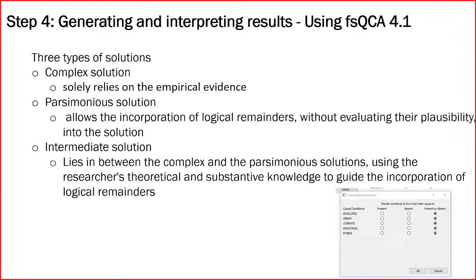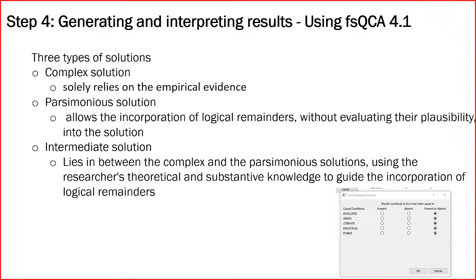Logical remainders are those rows which had no membership of cases. They had 0 membership, but they are included back in the parsimonious solution, just to bring a little bit of diversity to the solution that goes beyond the empirical evidence at hand. So we've got complex, we've got parsimonious. You'll get that straight away when Ahmed runs it. The intermediate solution is a compromise between complex and parsimonious, somewhere in between, because it relies on the substantive knowledge of the researcher.